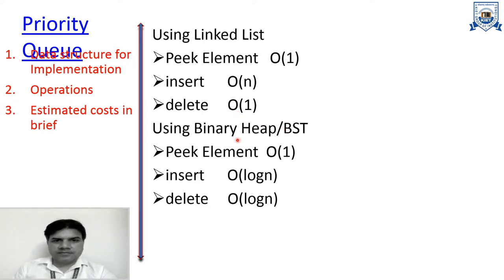That's why it's constant. Similarly, if we use a binary heap, where max heap or min heap is used, the peak element will take a constant amount of time because the highest priority element is at the top, at the root of the tree. For insertion, we need to apply the heapify process for the max heap or min heap, which takes O(log n) time. Every time the problem size is reduced by 2 till we complete the process of heapification. Similarly, for deletion also, if we disturb the tree, we need to heapify.